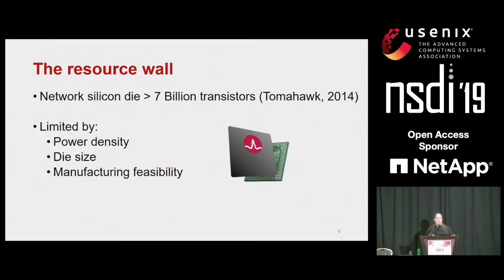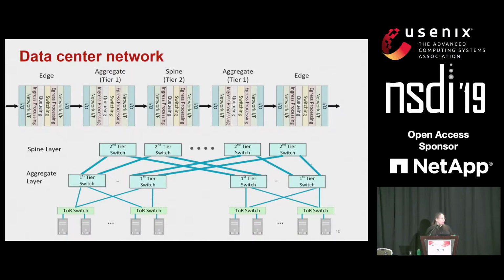So if resources are so important, do we use them wisely? Let's look again at our fat tree. If I have a packet coming in, it goes through 5 hops. I've got the edge, I've got the aggregate switch, the spine, the aggregate again, and the edge. And in each and every hop, I go through the I/O. I've got the network interface, which has a mix of 40 gig, 100 gig, 400 gig, and the network device will probably support all of them. I've got ingress processing, I've got egress processing, I've got queuing and switching in each and every hop.